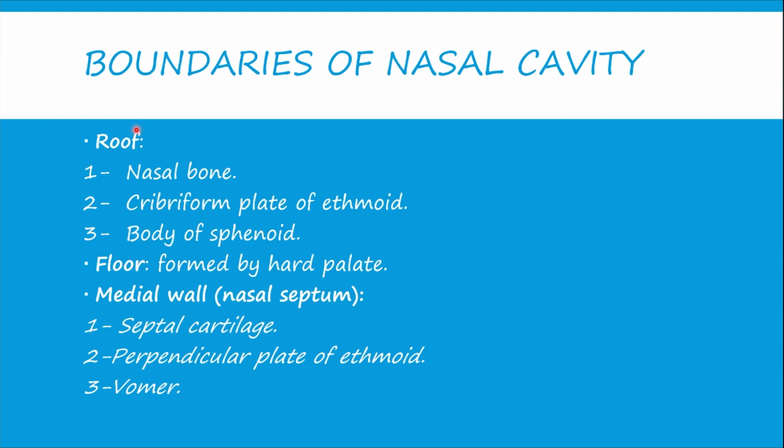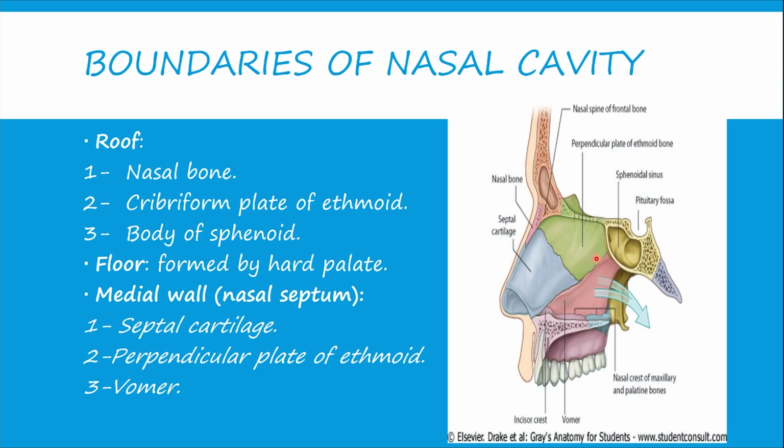For the roof, there is the nasal bone, cribriform plate of ethmoid, body of sphenoid, and the floor is formed by the hard palate. The medial wall has the septal cartilage, perpendicular plate of ethmoid, and the vomer. So in this picture, on the roof of the nose, you can see the nasal bone right here, the cribriform plate of ethmoid, which is somewhere right here, and the body of sphenoid, which is somewhere right here.